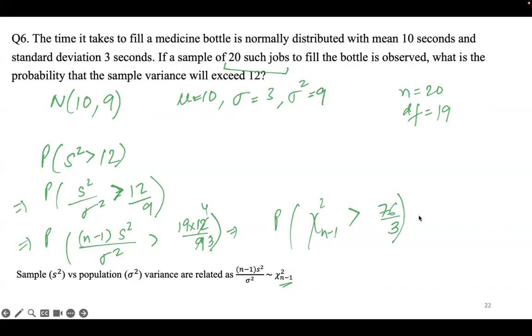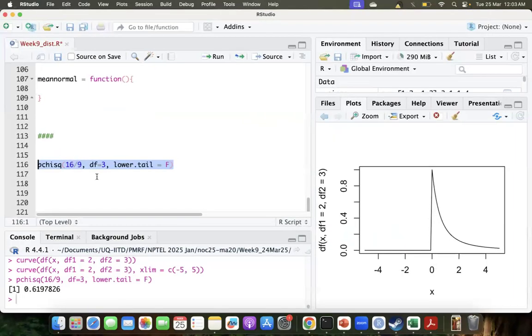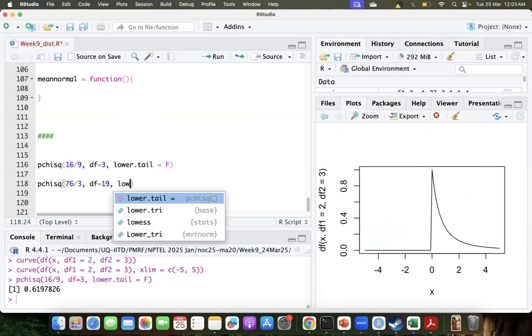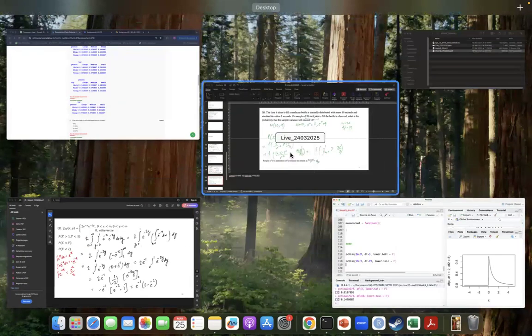So again, we do the same thing. It's going to be p chi sq. This was 76 by 3. Degree of freedom has to be 19 this time. And again, we want greater than, so lower tail will be false. And now we've got 0.15.